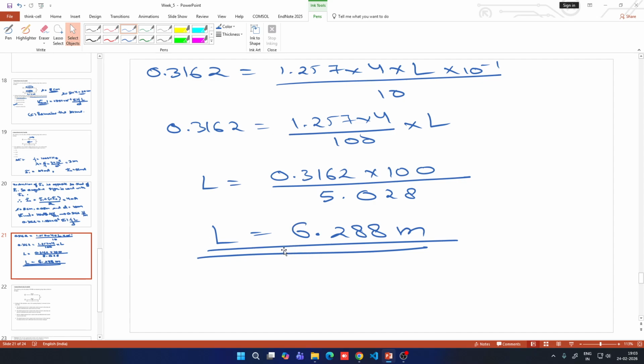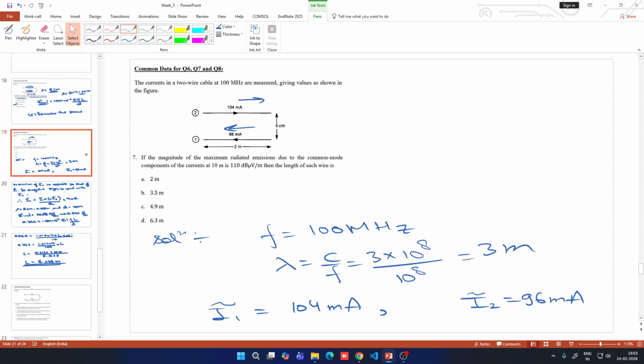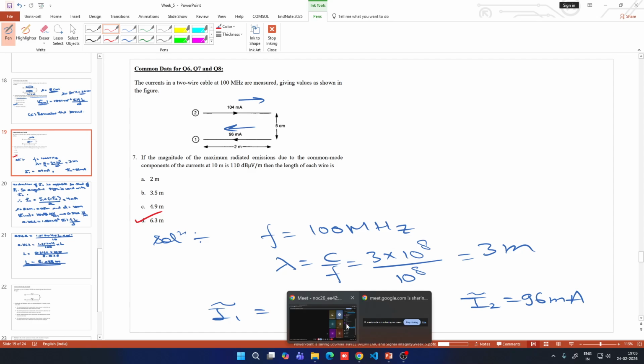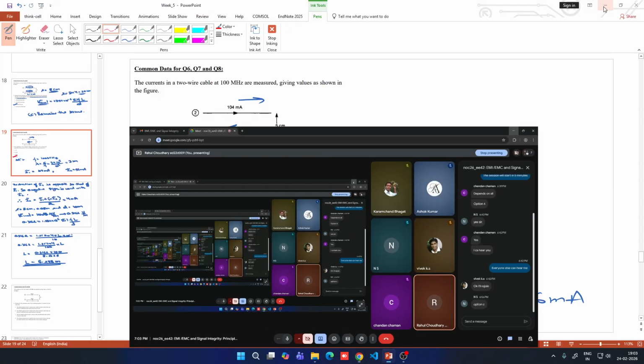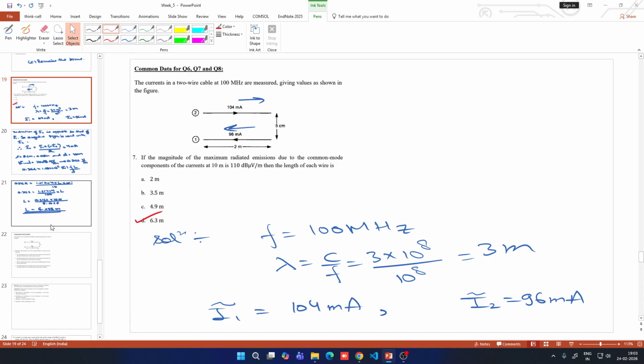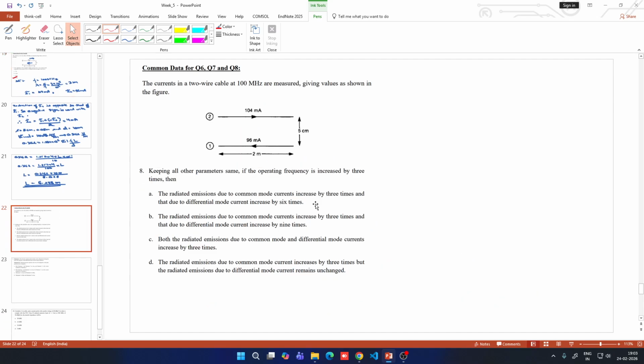So if you match it with the given option, the correct option is option D, 6.3 meters. I hope this question is clear. If you have any doubt in this, please let me know. If this is clear, we will move on to question number 8.